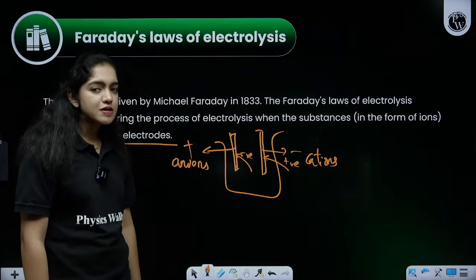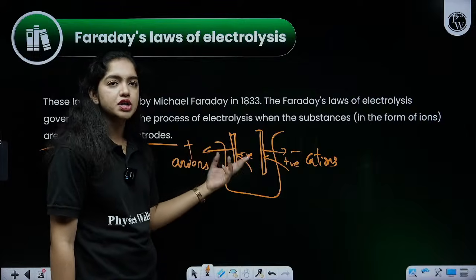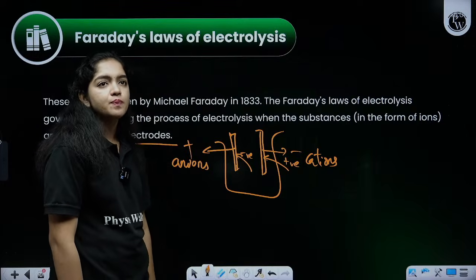So which ions are deposited on anode? The anions, and the cations are deposited on cathodes. Clear? Any doubt?